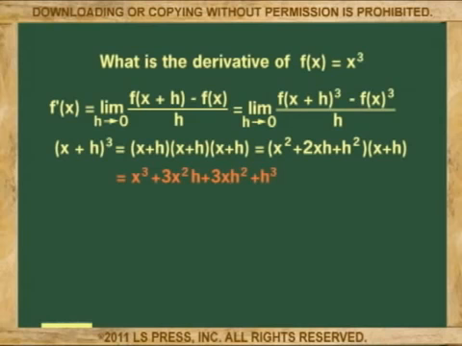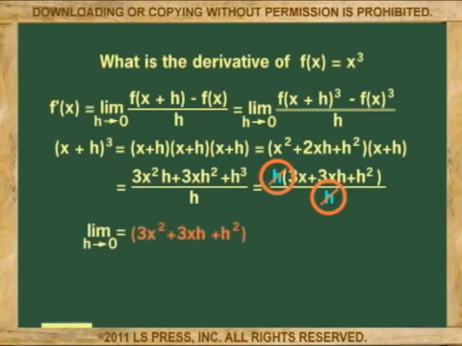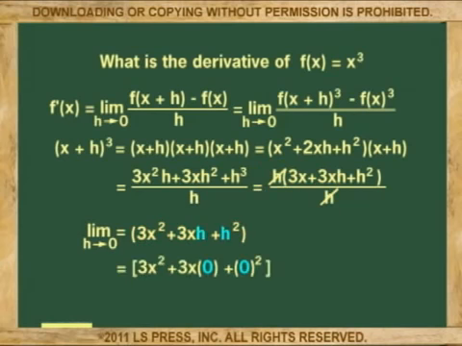We continue by subtracting x cubed, divided, of course, by h. Both x cubed cancel, and the h in the trinomial gets factored out. The factor h cancels with the h in the denominator. We are left with 3x squared plus 3xh plus h squared. Now, because we want the limit of h approaching 0, h becomes 0 and the outcome is 3x squared.